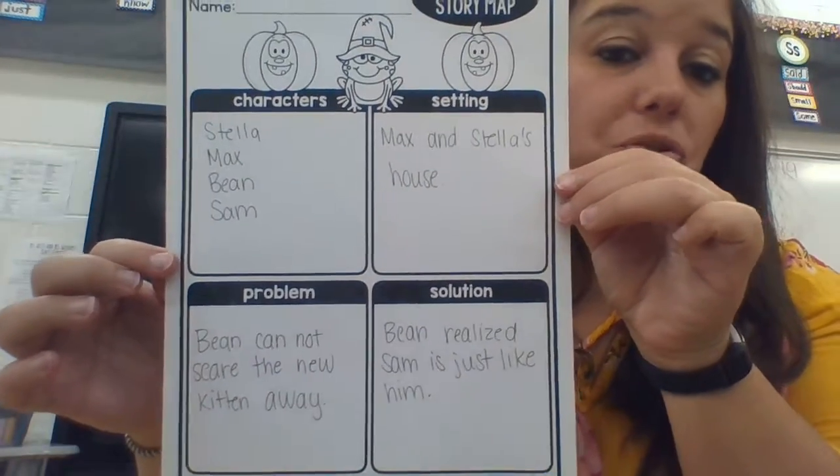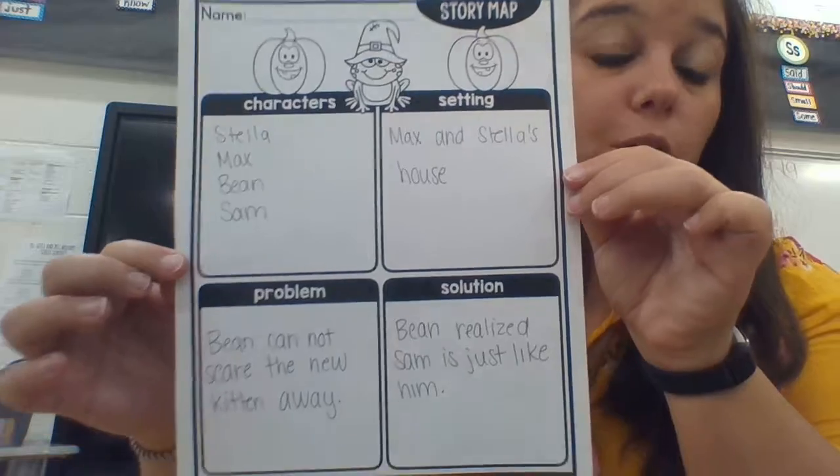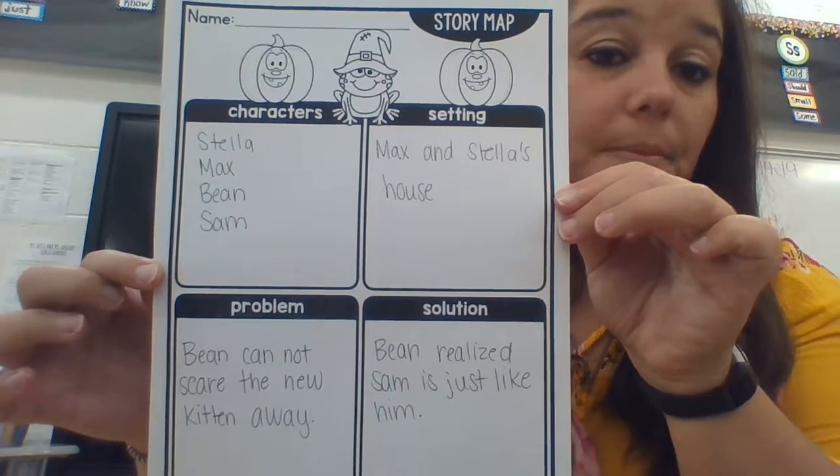Okay, there is your story map. This is what you should have on it. Okay, go ahead and work on your word work and then read to yourself.